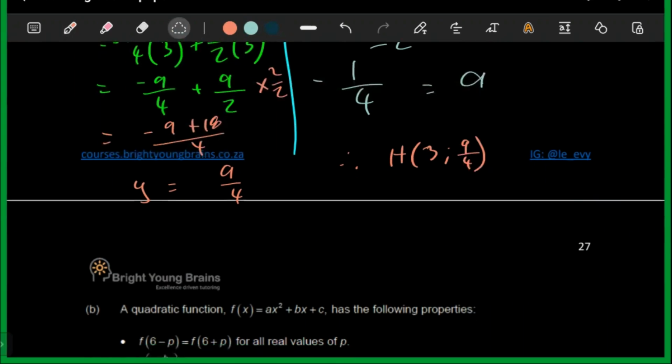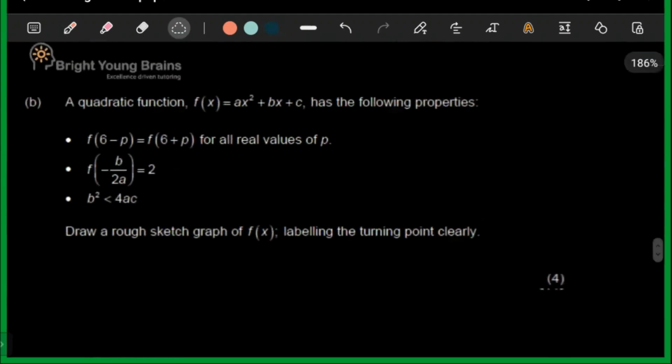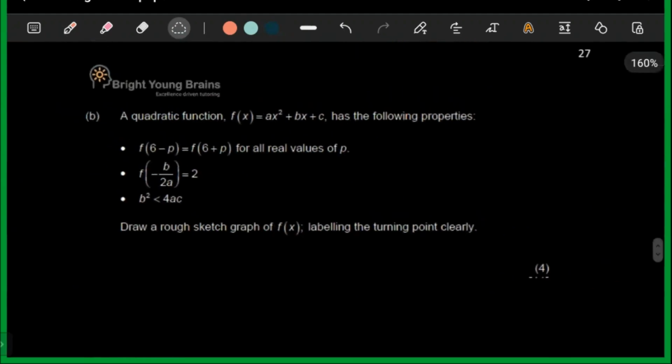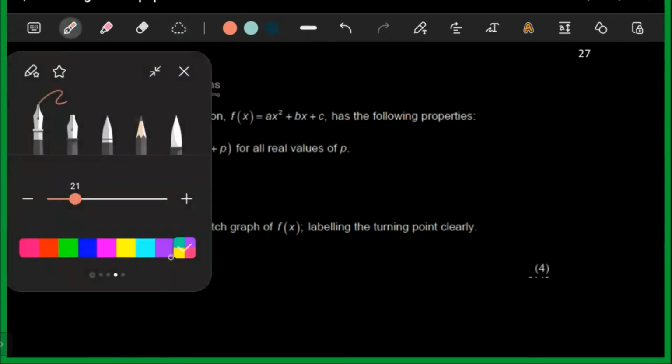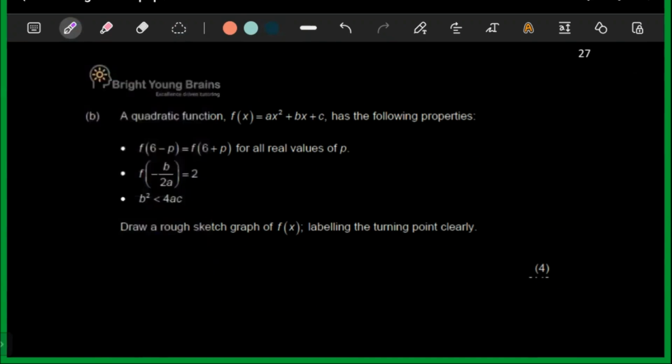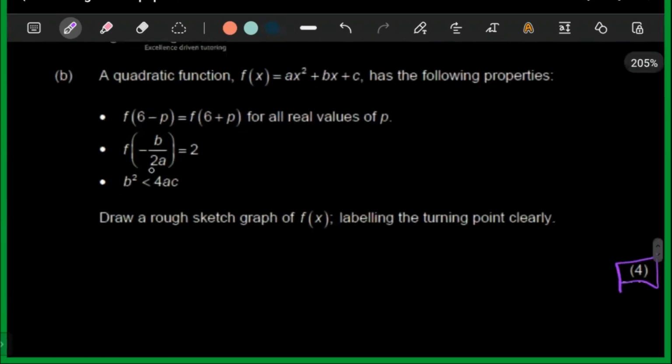Let's keep things moving. It says here, a quadratic function has the following properties. Okay, looks fine. We have specific properties here to consider to form our question. So let's see what we have. It says if you throw in a value of x minus p in the equation, it's going to be the same as if you throw in a value of x plus p. This is for all real values of p, okay? Then they said if you throw in this value, your outcome is a 2.